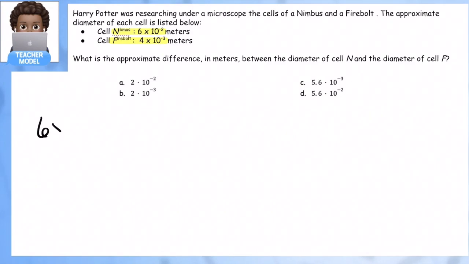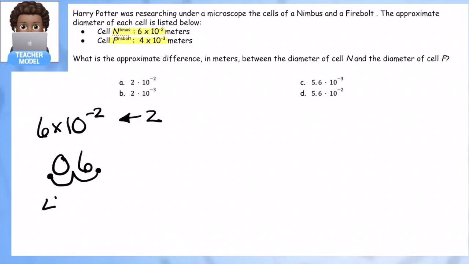So here we have 6 times 10 to the negative 2. So I'm going to write my 6 and put a decimal. Remember, my exponent is negative, so we're going to move to the left 2 times. 1, 2. So I have my first number, 0.06. Let's do the same thing for a fireball. 4 times 10 to the negative 3. So 4, I add a 0. 1, 2, 3. So I have 0.004.